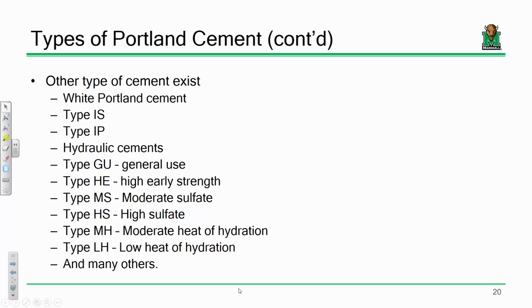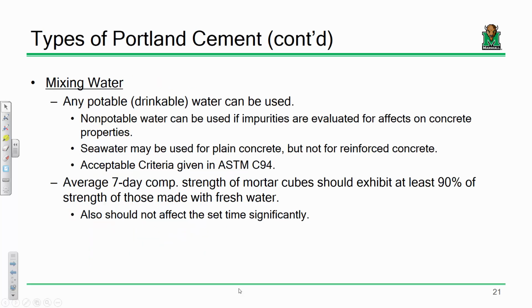Okay, there are other types of cement. I am not going to sit here and go through every one of them. Just know that there are different types for different applications: moderate sulfate resistance, high sulfate resistance, moderate heat of hydration, and the drill. I'm not going to go through every one. You can research that at your leisure.